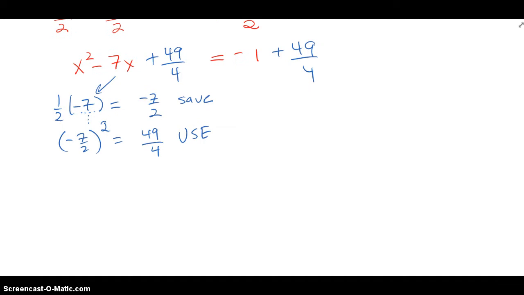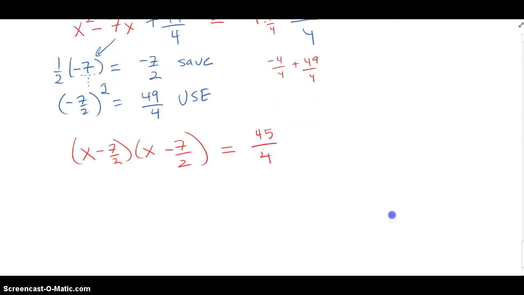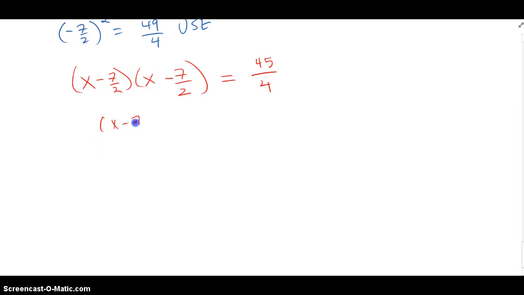Now factoring the left side may seem scary, but remember what we had noticed. The number you save is always going to be the second item in your binomials. So these two identical binomials multiplied out will give you this trinomial. On the right side, I'm going to need a common denominator of 4, so I'm going to multiply by 4 over 4: negative 4 fourths plus 49 fourths, common denominator 4, and it looks like I get a 45 up on top. So I have x minus 7 halves squared equals 45 over 4.